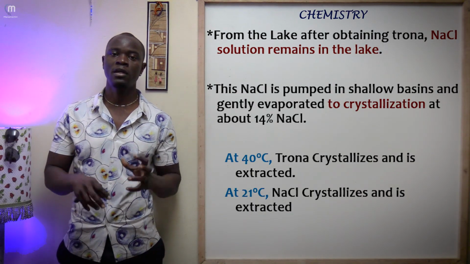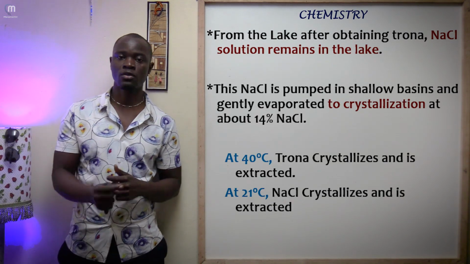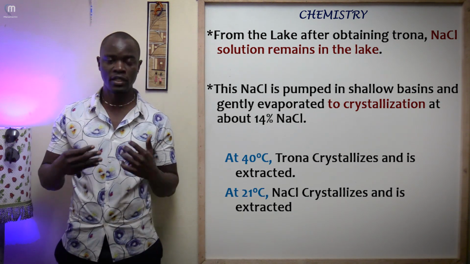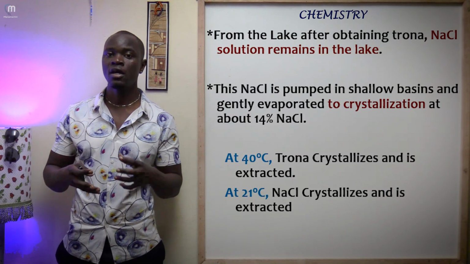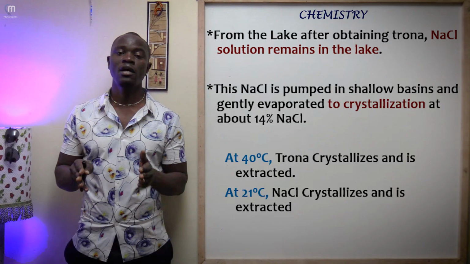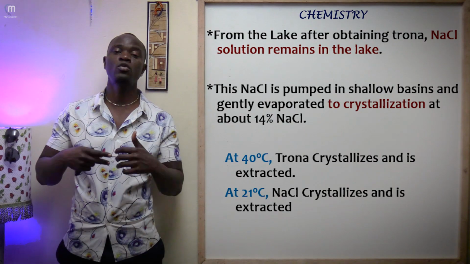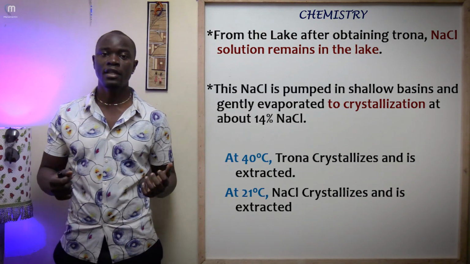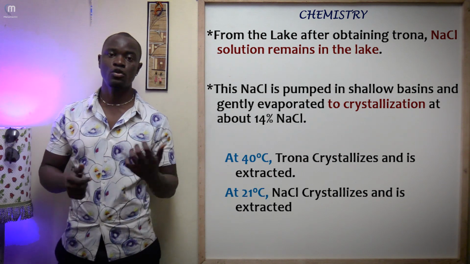So again, remember, this salty water is pumped into tanks. From these tanks, if the temperatures are elevated to 40 degrees Celsius, Trona is going to crystallize, and then after crystallizing, Trona is going to be extracted. But if the temperatures are maintained at 21 degrees Celsius, sodium chloride is going to crystallize, and then it's going to be extracted. And that is now how we finish extraction of sodium carbonate from Trona.